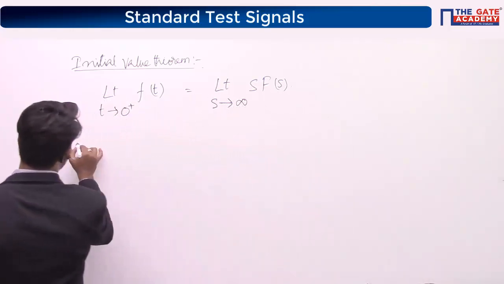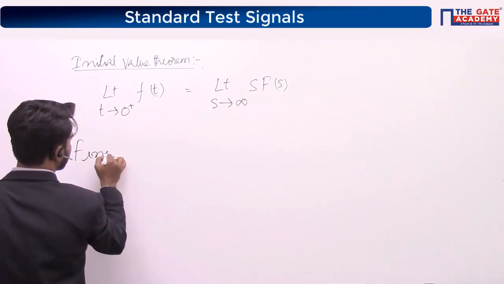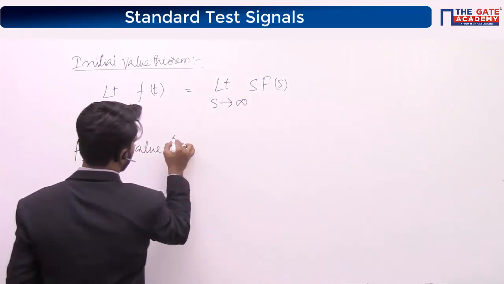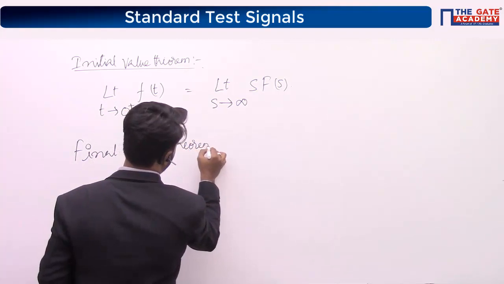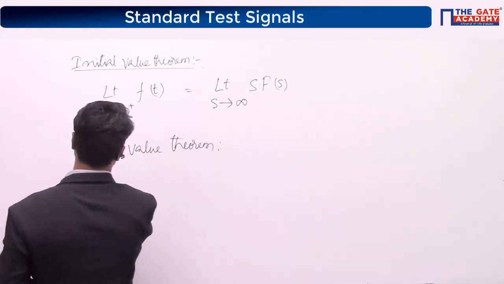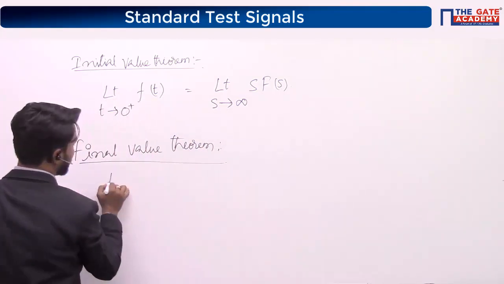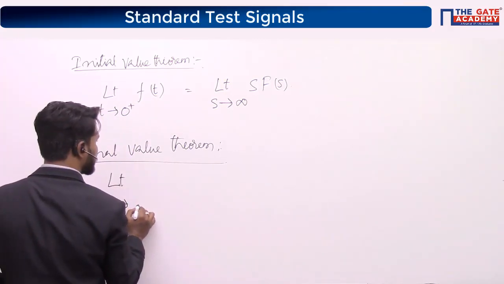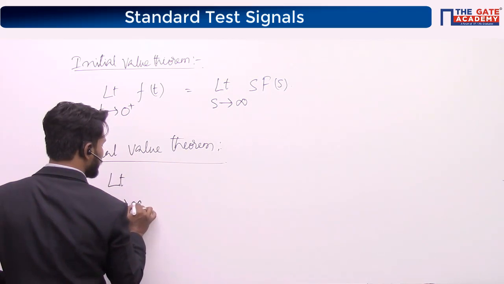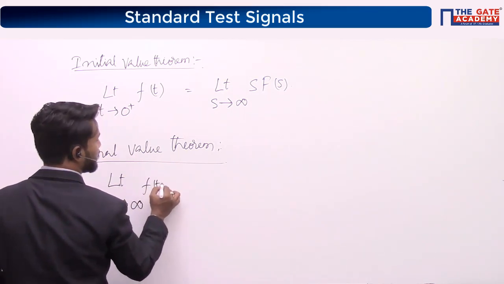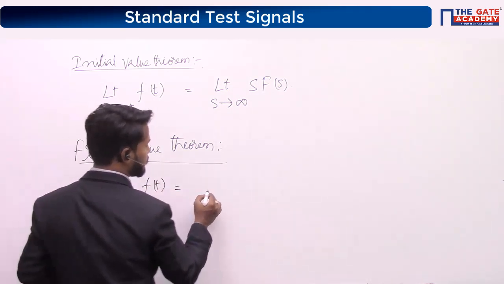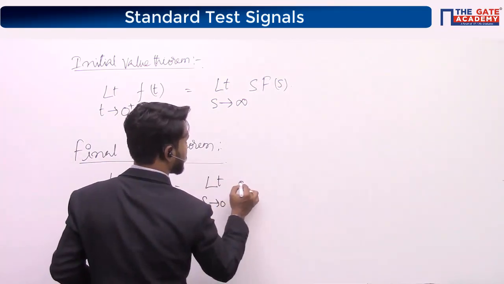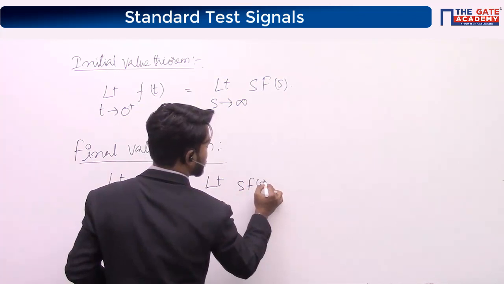So you have the final value theorem also. What does the final value theorem say? Limit t approaching infinity f of t is equal to limit s approaching 0 s into F of s.